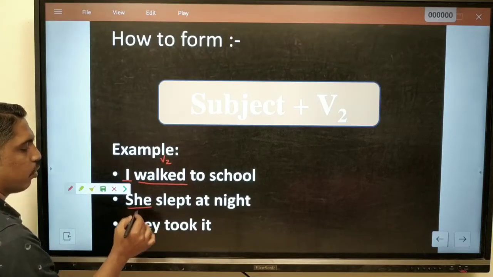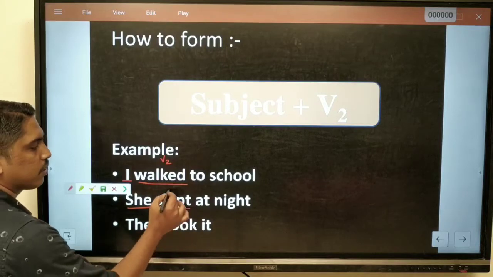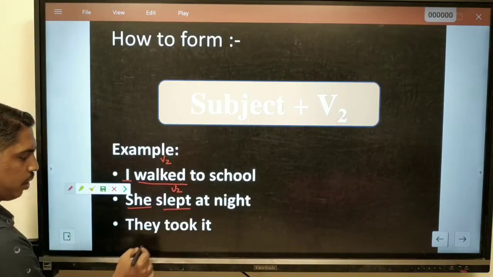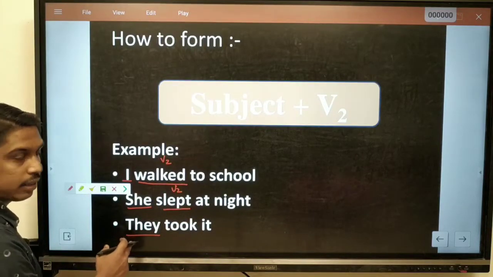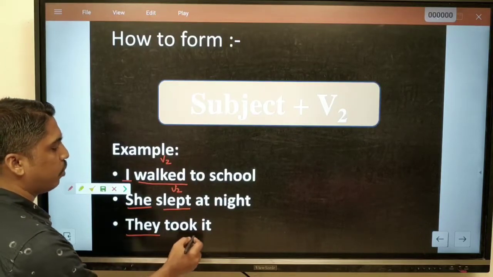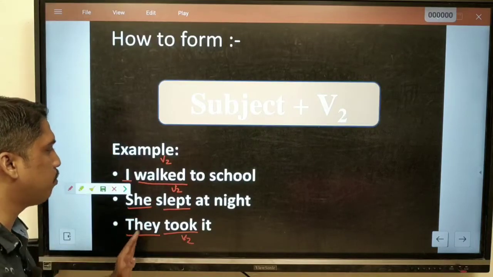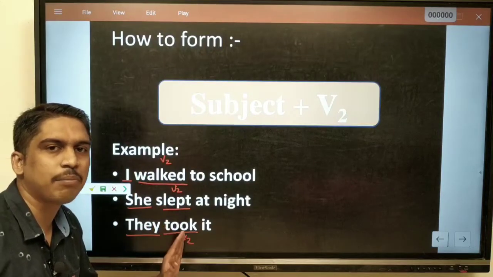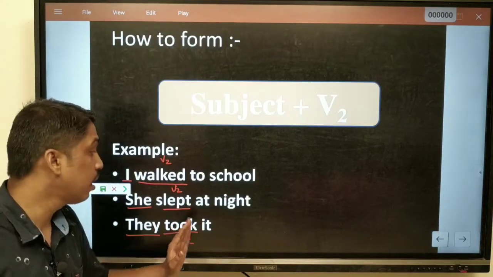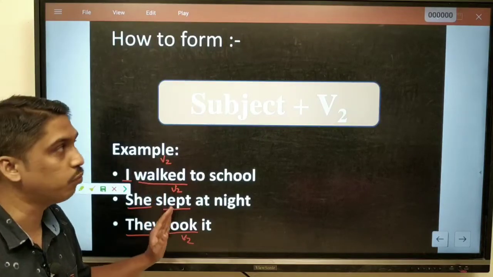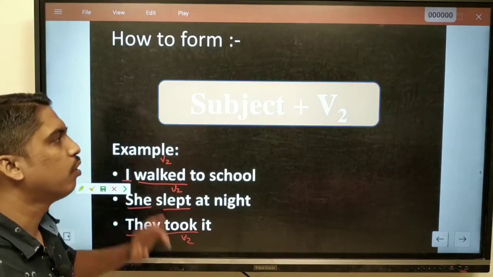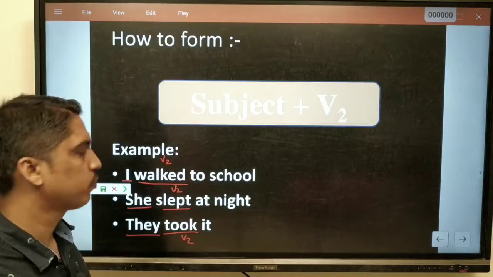Here it is a singular subject and we use slept. It is also verb 2. And here there is a plural subject and we use verb 2 here also. So with every subject we use the same type of verb, that is verb 2, or the past form of the verb. Okay, clear? Yes.